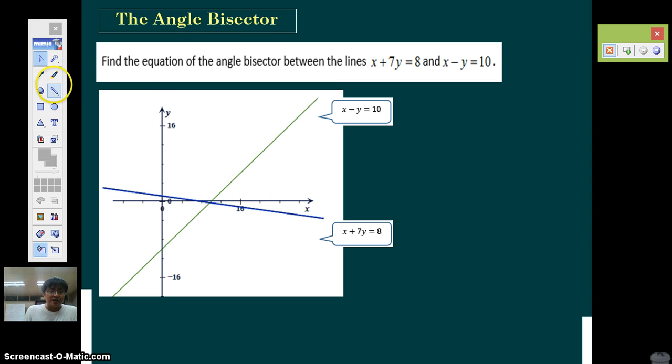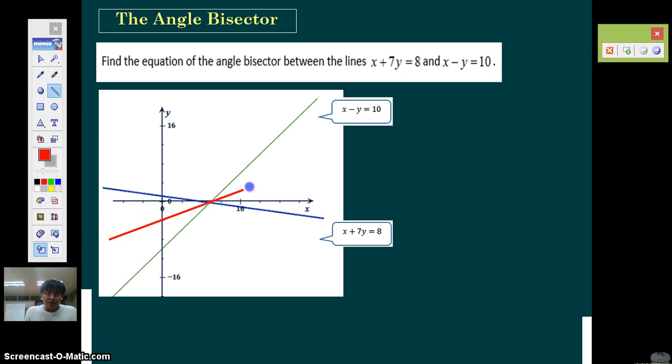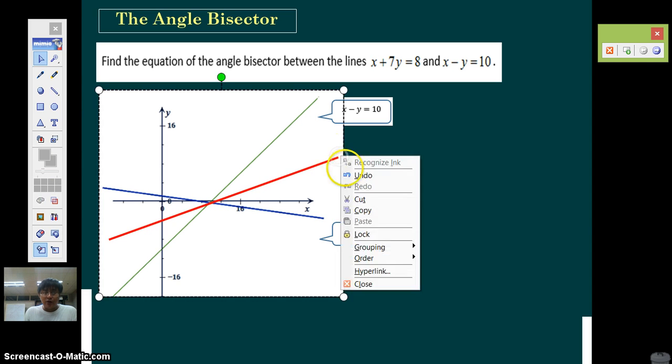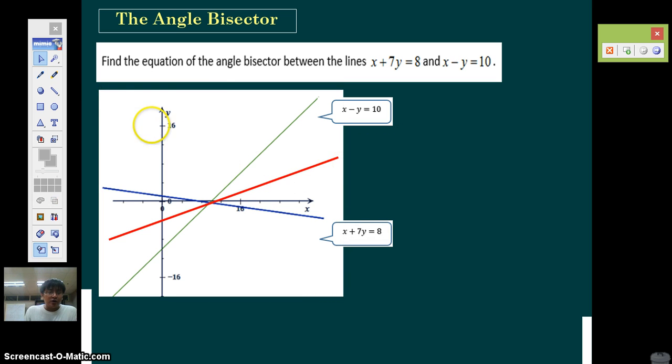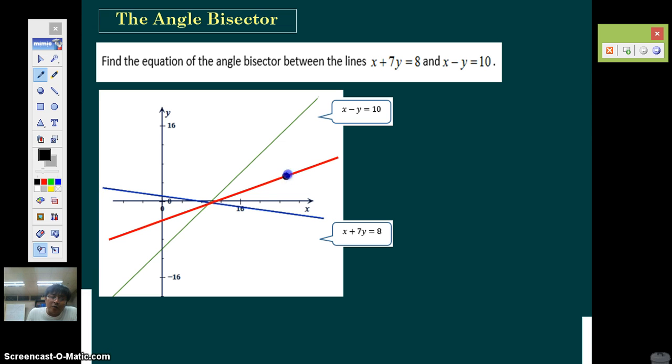So let's draw the bisector. We'll bisect the acute angle between the two lines. Okay, so we should look for the equation of this red line. The first step is to pick a point on your bisector and represent it as xy.